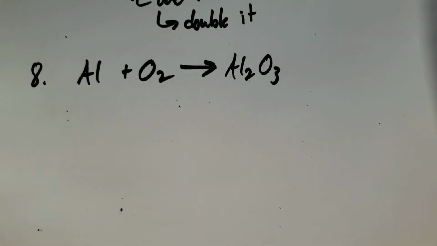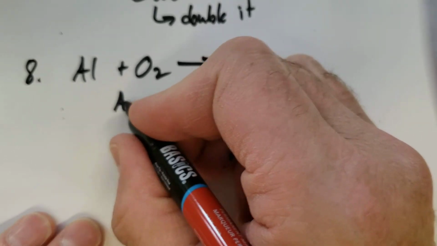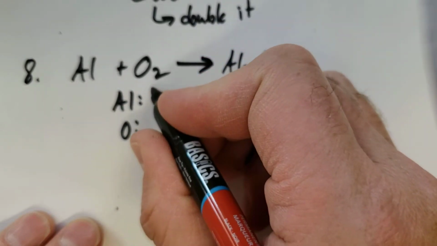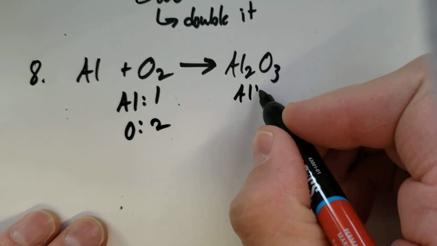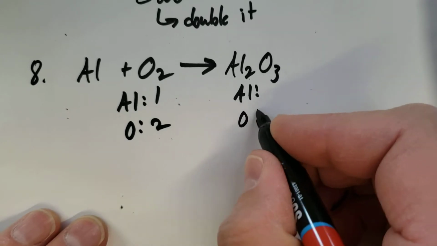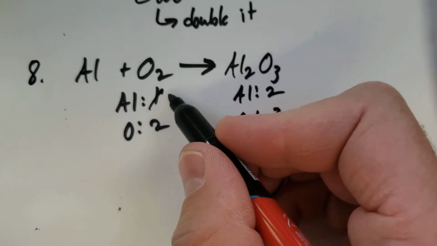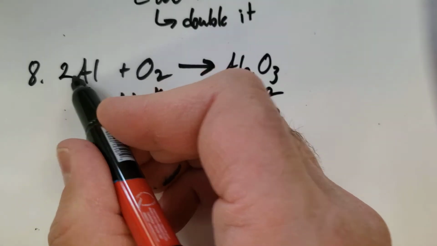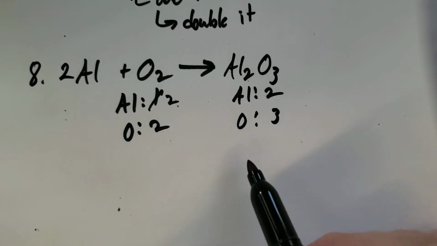Okay, so that's what we end up with. All right, so if we write down what we have, 1 aluminum, 2 oxygens. And notice I'm keeping track of it in the same order too. So if I'm going aluminum, oxygen on this side, aluminum, oxygen on this side, 2, 3. So I could put a double the aluminums right there. But then again, I still have that same problem with the odd number of oxygens.